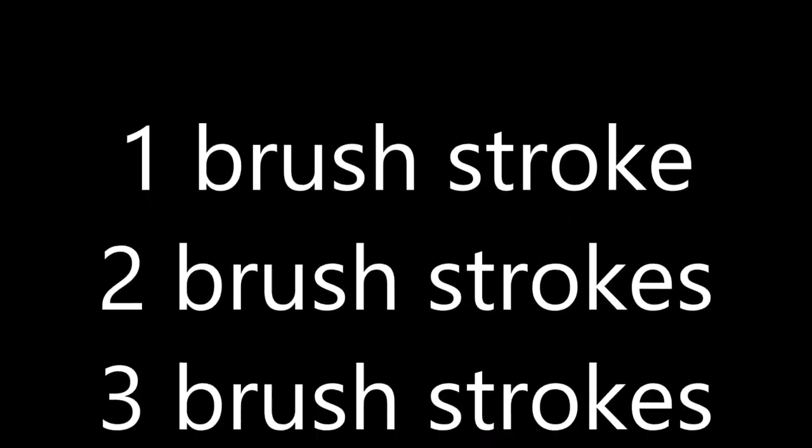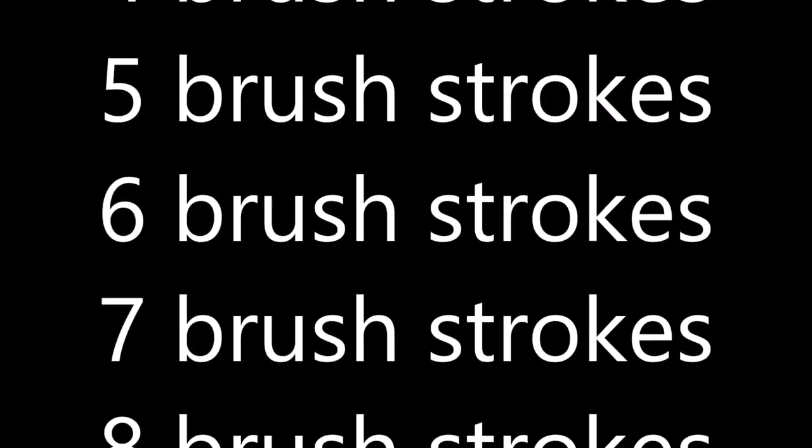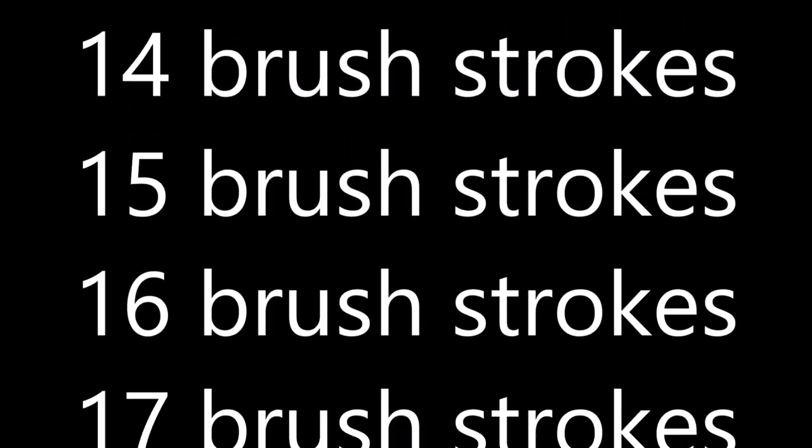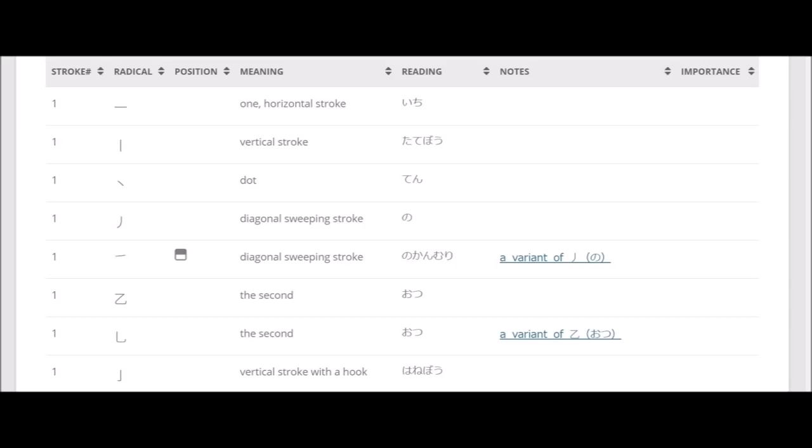Now that we know what radicals are and where to find them, let's go through all of them. For kanji, alphabetical order means the kanji with the least brushstrokes are listed first. So we'll start with the radicals with 1 brushstroke and finish with the radicals with 17 brushstrokes. So before we look at the radicals with 1 brushstroke, just note the top of this table where you'll see number of strokes, the radical itself, the position of where it might usually be in the kanji, its meaning, its reading, and then notes and importance.